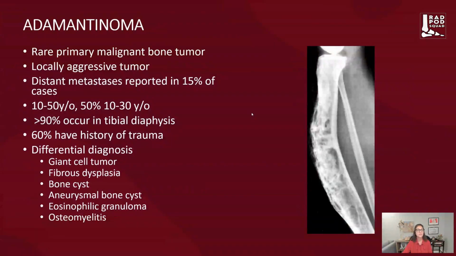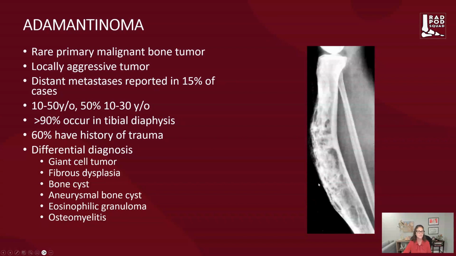Adamantinoma, this is an extremely malignant bone tumor, thank goodness rare, locally aggressive tumor. Distant metastases are reported in about 15% of cases. 10 to 50-year-old predilection, 50% of them are young. So 50% of them occur in the pediatric or young adult population. More than 90% of them look like this and occur in the tibial diaphysis. So you can see this bowing and this very aggressive, sclerotic, irregular remodeling.